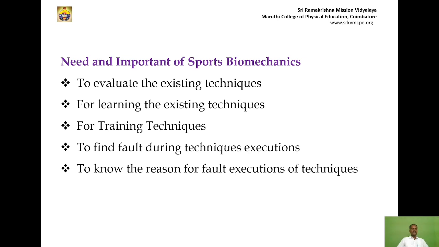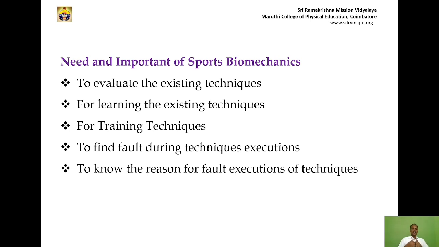For example, in high jump, initially we used to get good performance with the scissor technique and other dive roll, everything we have done. Now we are using the Fosbury flop to increase the performance because we evaluated the existing technique, so we are using new techniques. In the same way, in all sports and games we are using new techniques with the help of existing techniques.